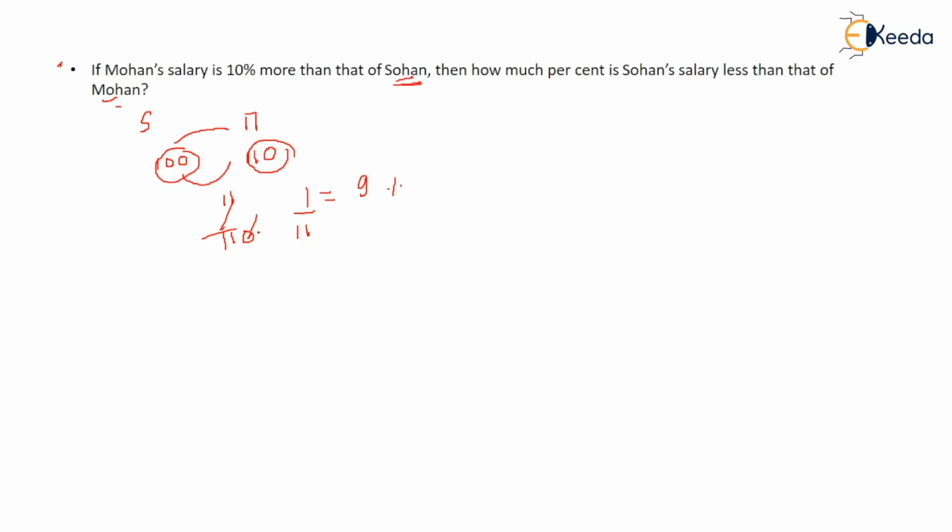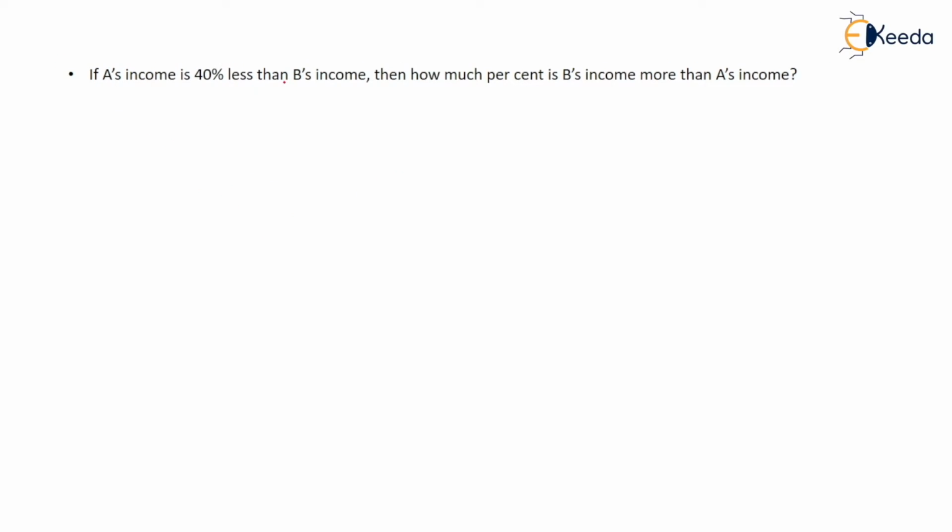Okay. Next question. If A's income is 40% less than B's income, then how much percent is B's income more than A's? Very simple again. From behind you have to do it. So let B's income be 100. A's income is 40% less. So A's income is 60 rupees, right? How did I do this? 40% less means from 100 you subtract 40. This comes out to be 60.